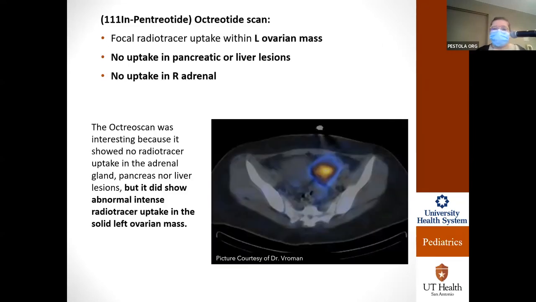Now, the DOTATATE scan was interesting because it showed radiotracer uptake in the adrenal gland, but not, sorry. It did show abnormal intense uptake in the solid left ovarian mass, but not in the right adrenal or the pancreatic and liver lesions. This is the image right here.